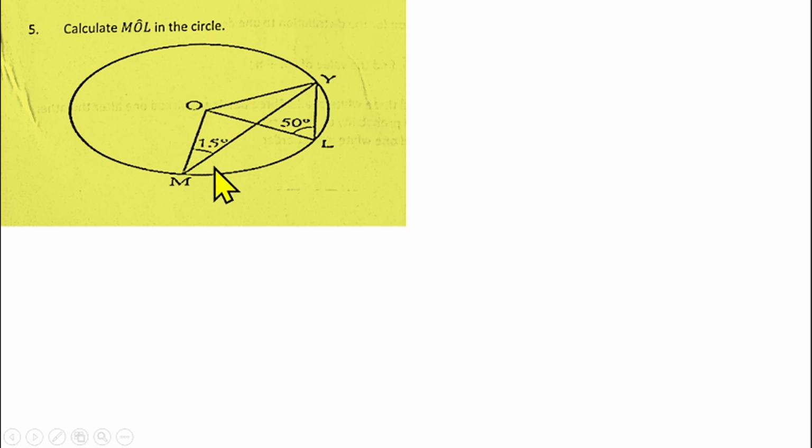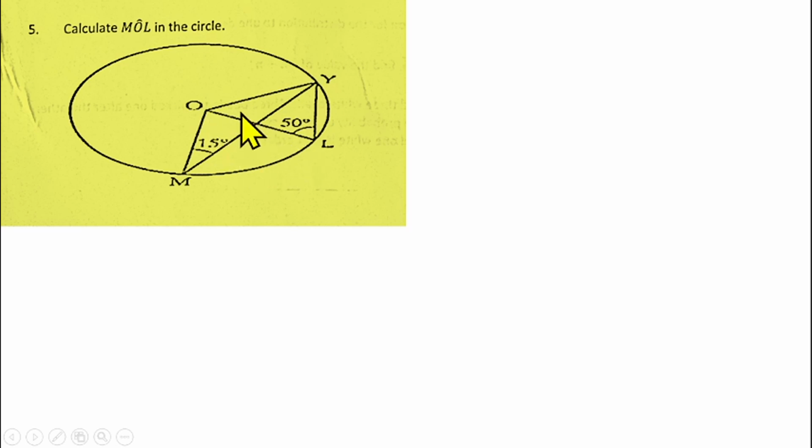Now, what can we say? Line OM is a radius, and line OY is a radius as well. That makes triangle OMY an isosceles triangle. So that means this angle here is 15 degrees. Then this angle OYM is also 15 degrees. Base angles of isosceles triangles are equal. So we can now use that to find the whole angle MOY, the third angle in that triangle, using sum of angles in a triangle.